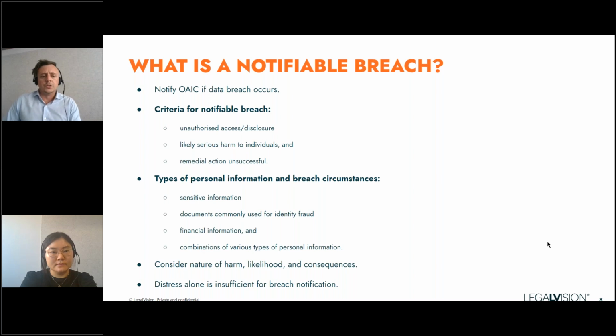The likelihood of serious harm occurring, as well as the anticipated consequences for individuals whose personal information is involved in the data breach, if the harm materialises, are relevant considerations. Further, it is worth noting that whilst individuals may be distressed or upset with an unauthorised disclosure or a breach, such a reaction alone is insufficient in and of itself to constitute an eligible data breach.